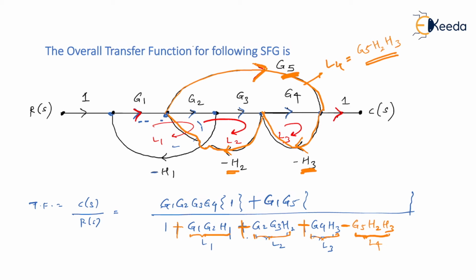So again, delta is not over. The first part is over. We have to see which loops are non-touching loops. Here I would say there is only one pair of non-touching loops, that is L1 L3. As I said, in most SFGs, just by looking at the figure you will come to know which loops are not touching each other. So here L1 L3 are non-touching loops. Then I would say plus L1 into L3. So what is L1? L1 is G1 G2 H1 multiplied by L3, which is G4 times H3. So that's it. Now this has become the final delta value.